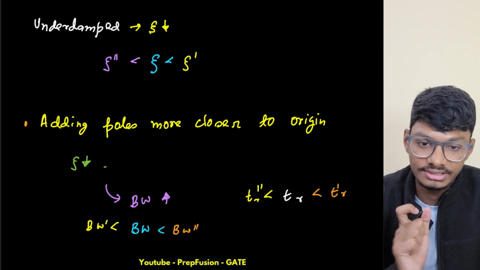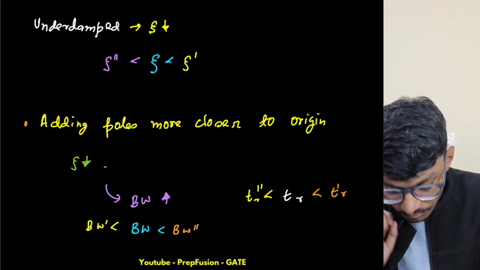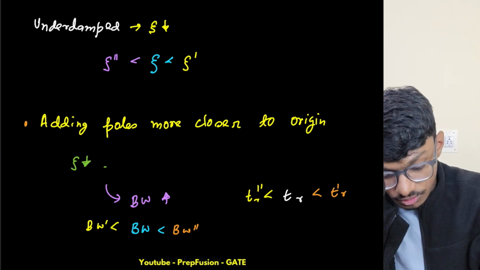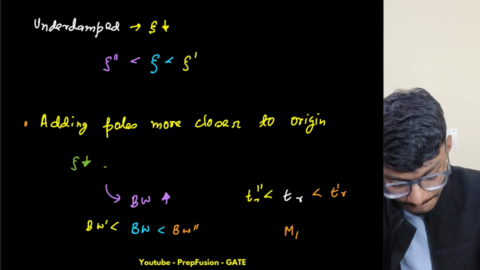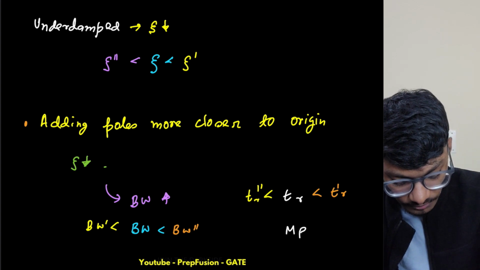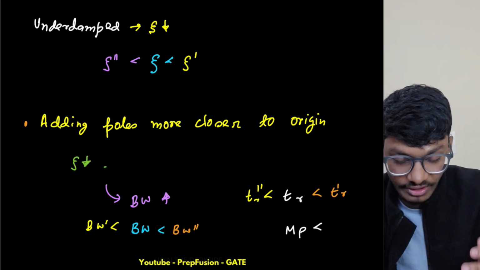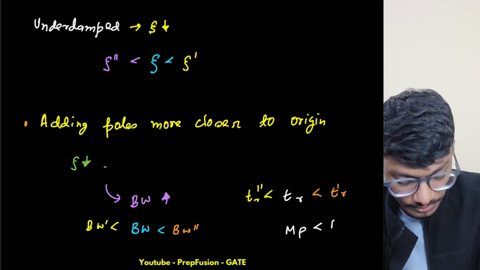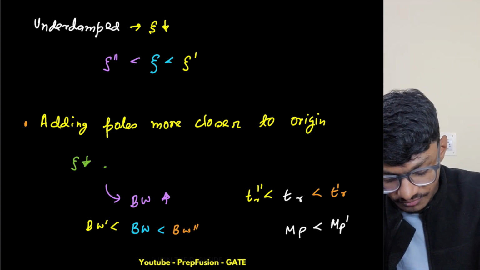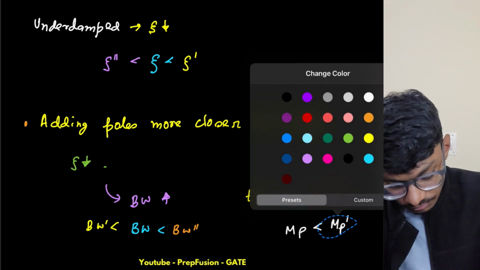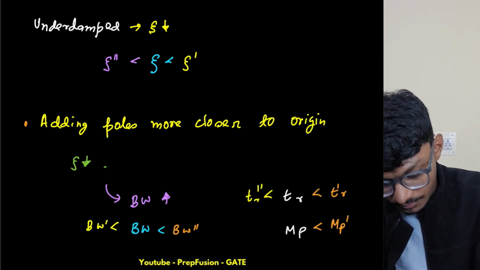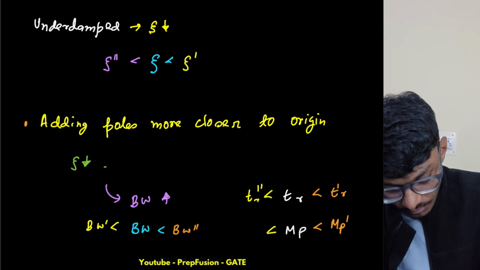Okay, so these are the things that I wanted to compare. Obviously, what will happen to my peak overshoot? My peak overshoot will increase. Okay, so initially if I had some MP, let me write this in the same color only. If I have some MP, then if I add a pole much nearer to the origin, my peak overshoot will increase. And if I add a pole much further away from the origin, then my peak overshoot will reduce.